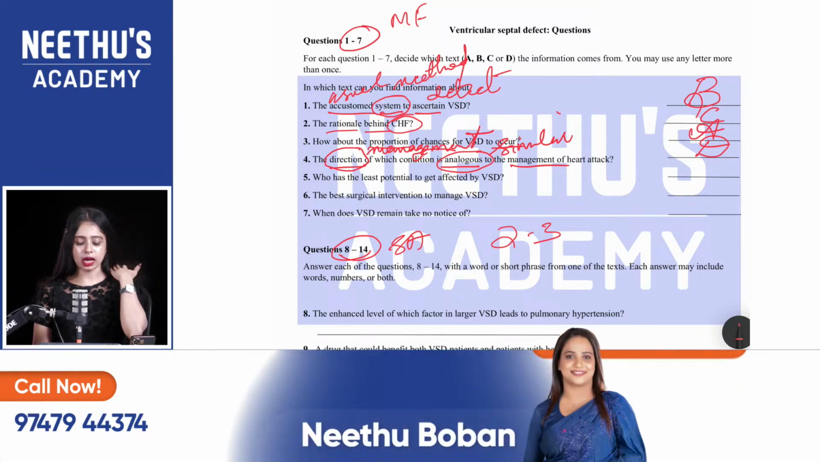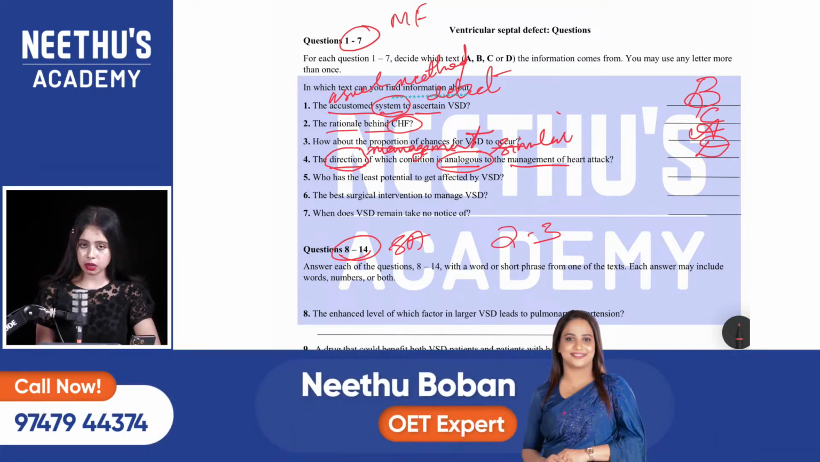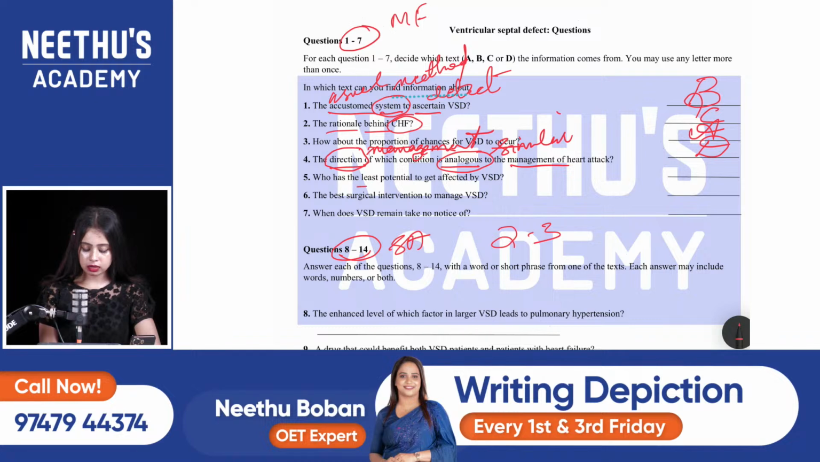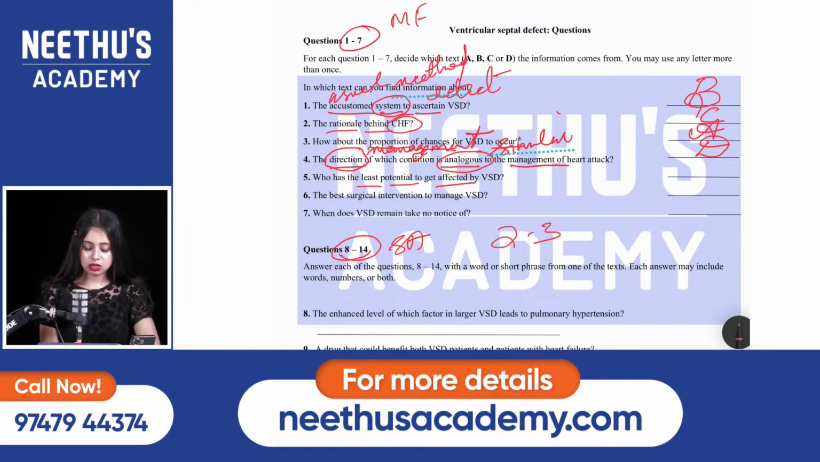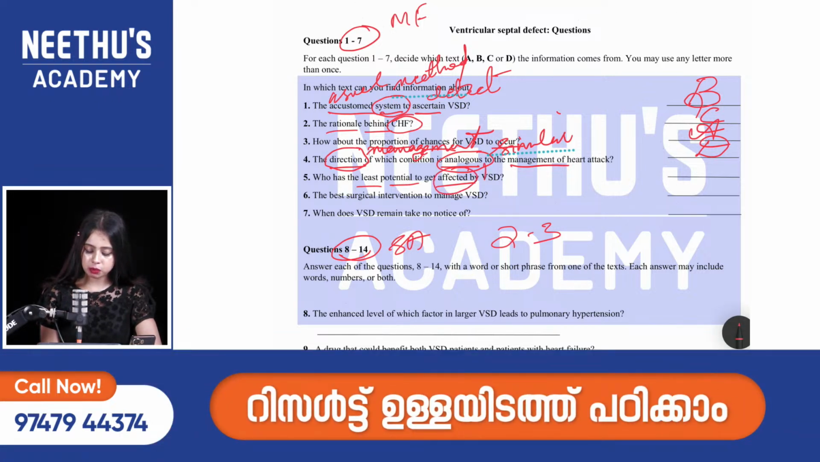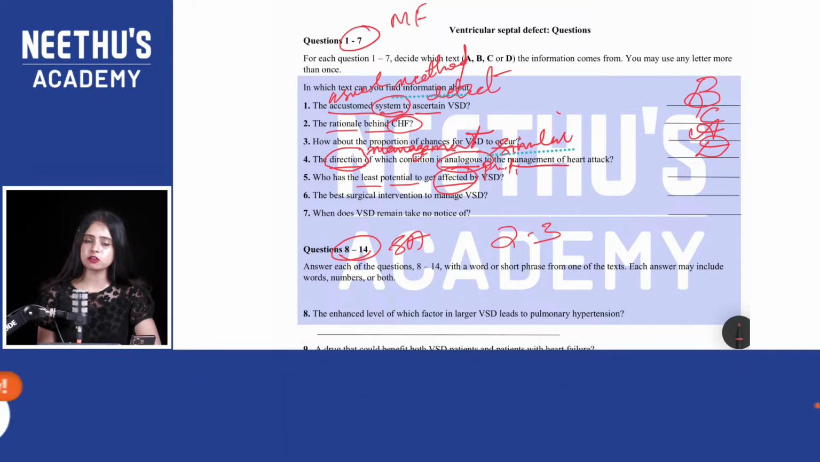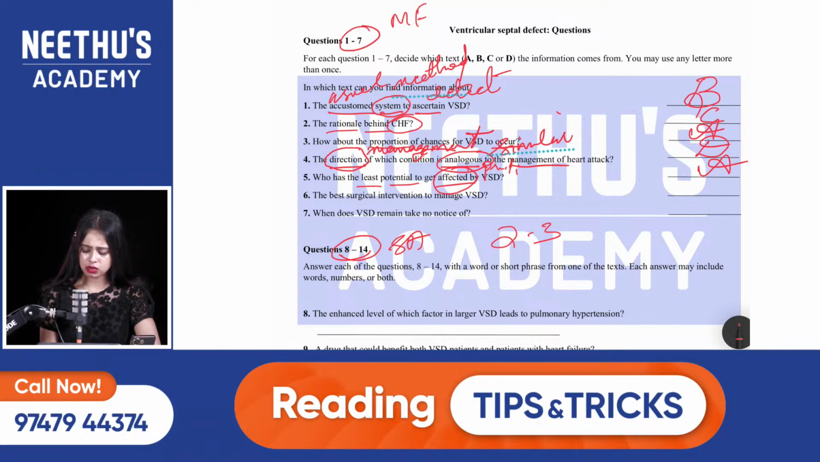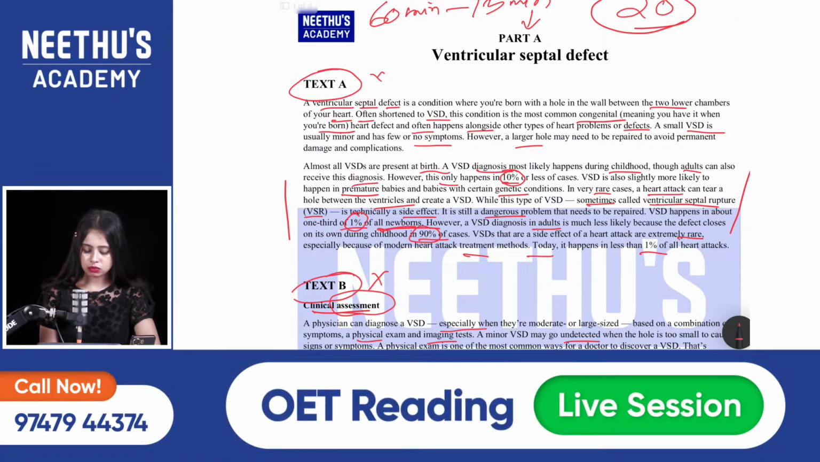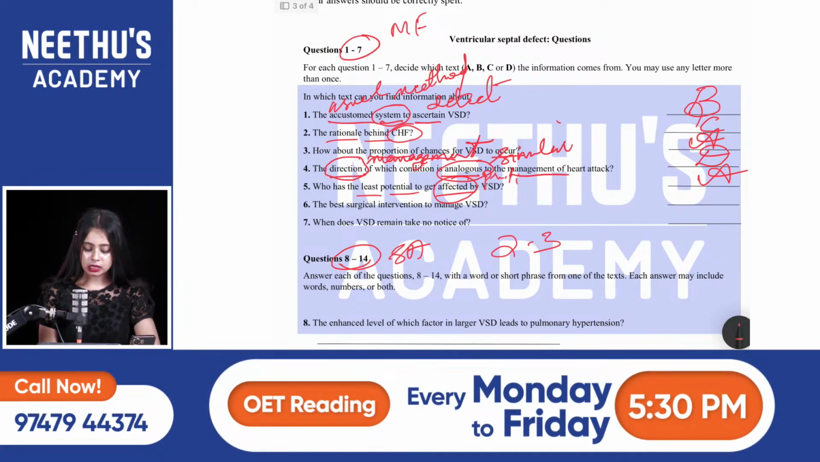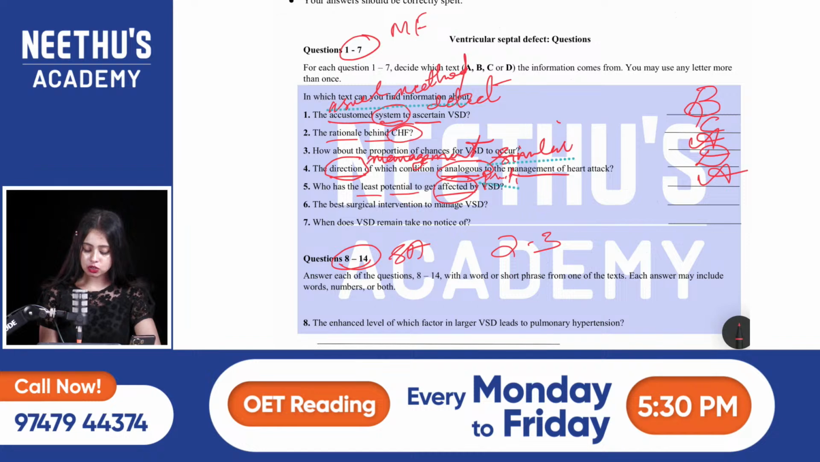Fifth one, who has the least potential to get affected by VSD? So least potential, affected. Affected means the prevalence. The prevalence of the condition is mentioned in text A, so without even reading, I think you can get it. Only 1% for all newborns, right? Text A.